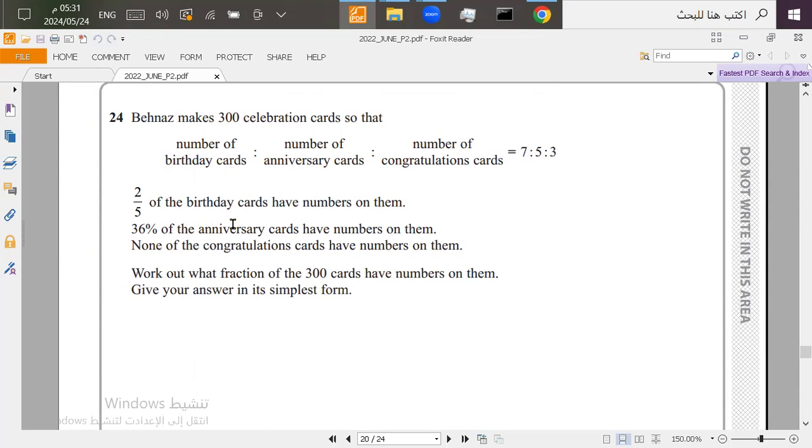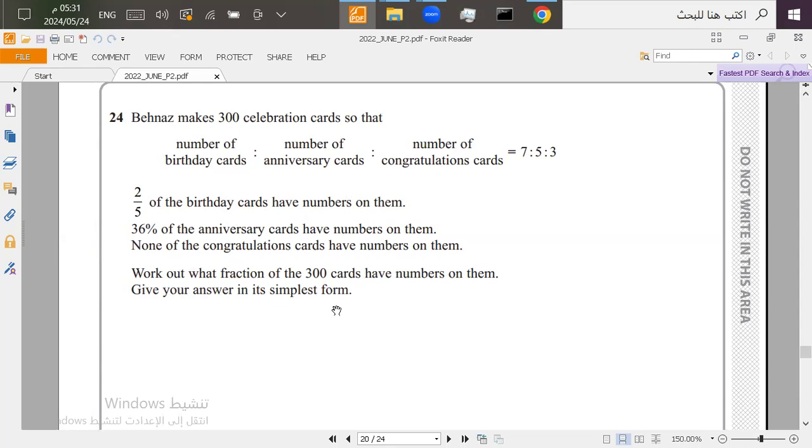2 over 5 of the birthday cards have numbers on them. 36% of the anniversary cards have numbers on them. None of the congratulation cards have numbers on them. Okay, so the congratulation cards, all of them, they don't have numbers. What fraction of the 300 cards have numbers on them? Give your answer in its simplest form.